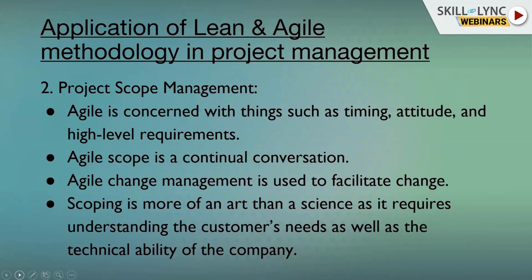Now, scope refers to the detailed set of deliverables or features of a project. These deliverables are derived from a project's requirements. Project scope is the part of project planning that involves determining and documenting a list of specific project goals, deliverables, tasks, costs, and deadlines.